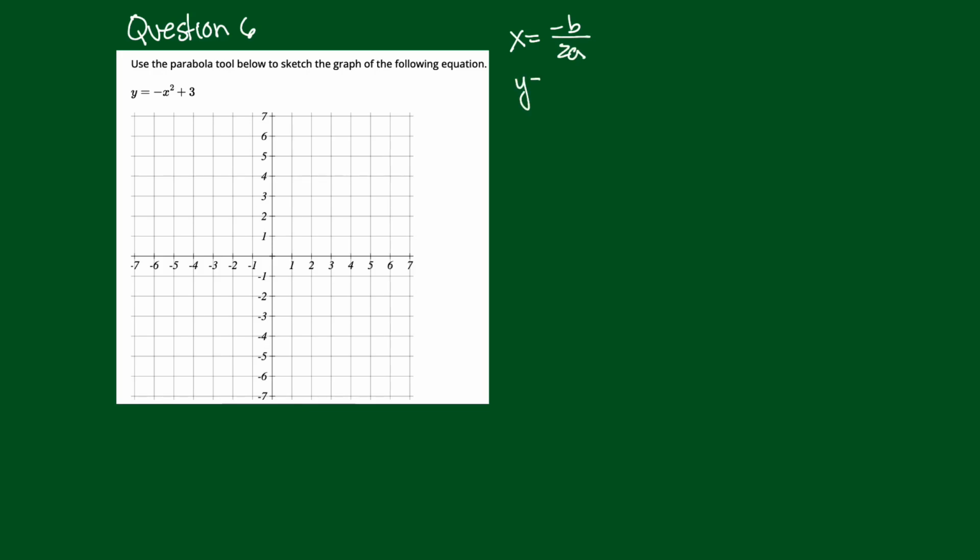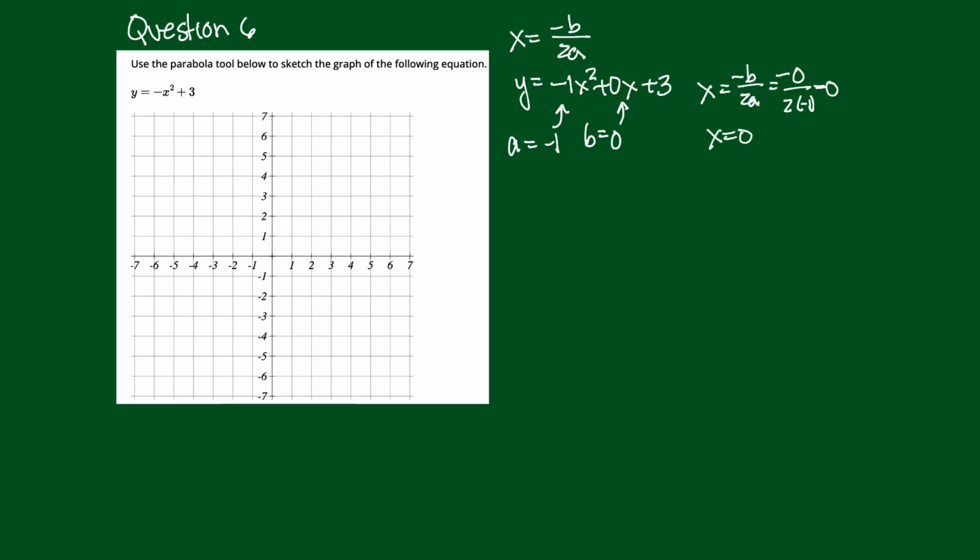Now, here's our equation. Y equals negative 1x squared plus 0x plus 3. So a is equal to the coefficient of the squared term, negative 1. B is the coefficient of the linear term, that's 0. We don't need the c. So the x-coordinate is going to be negative b over 2a. So how about negative b, now b is 0, over 2 times negative 1. So that's just 0. Right? So the x component is 0.